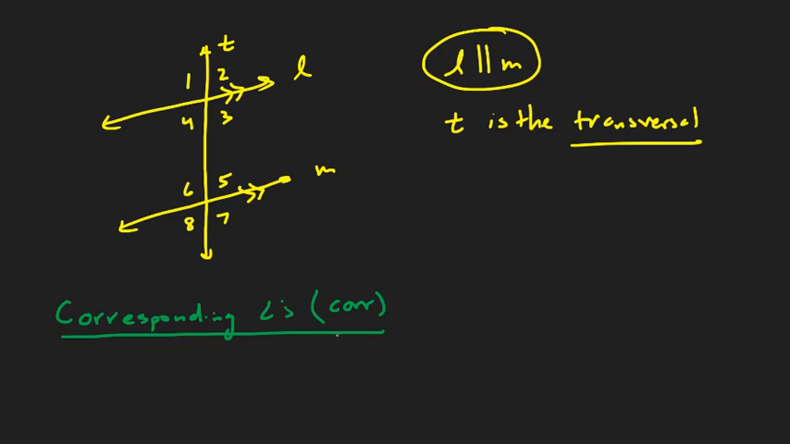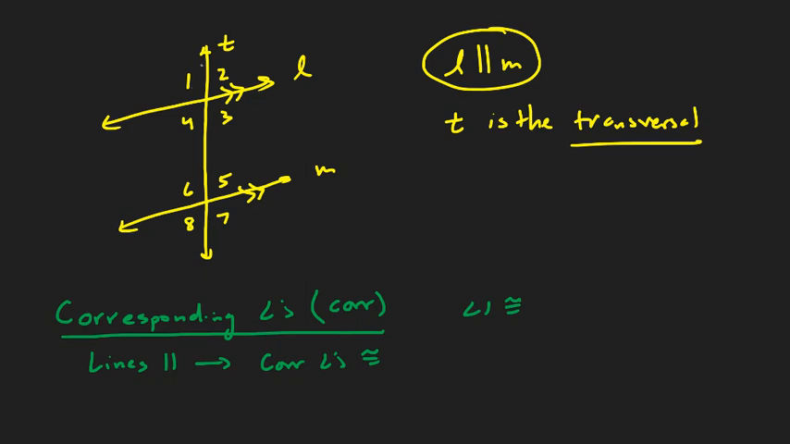Now, one thing to keep in mind, and again we'll talk about it in a minute, is that if your lines are parallel, then your corresponding angles are going to be congruent. And you'll see in a second why. So, angle 1 is going to be corresponding, and in this case congruent to.